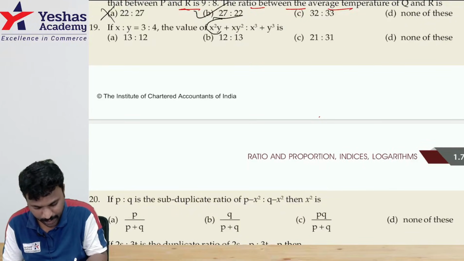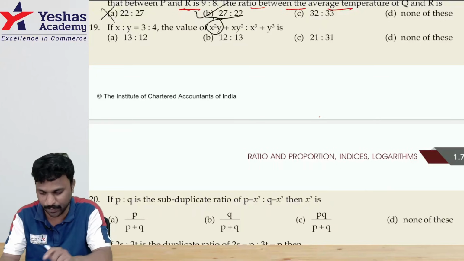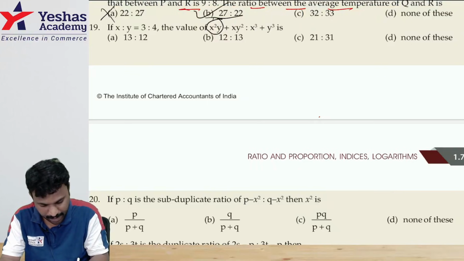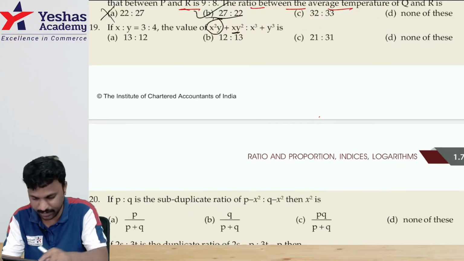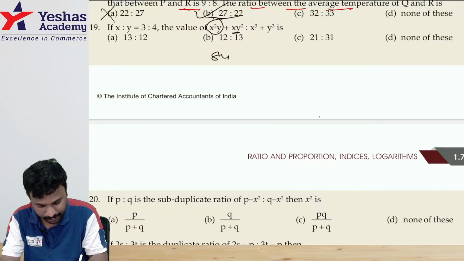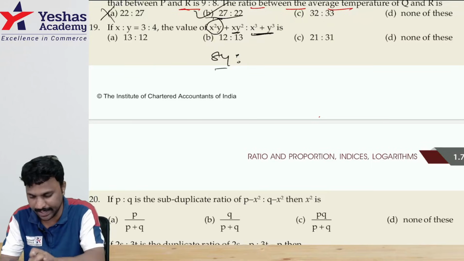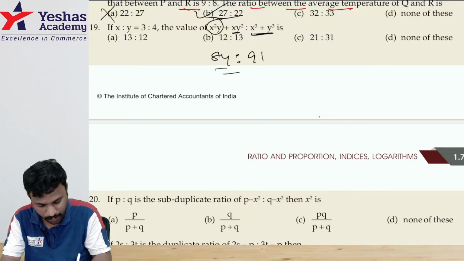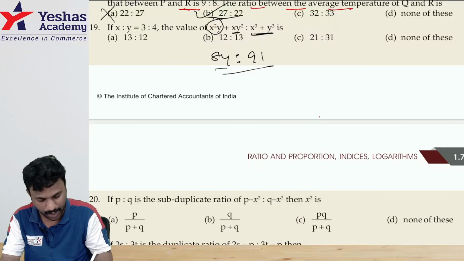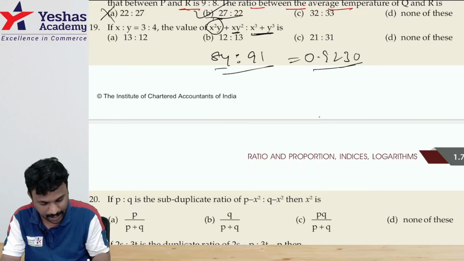Now tell me guys, x square into y. x is 3, 3 square is 9, into y is 4, that is 36 plus. And then x y square, x is 3 into y square is 16, that is 48, so you get 84 as the first term. x cube plus y cube, 3 cube is 27 plus 4 cube is 64, you get 91. So 84 by 91. So 84 divided by 91, if you do, you get 0.9230. Whichever option gives you that value, that's the right answer.